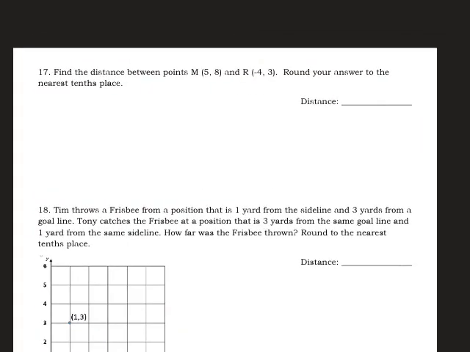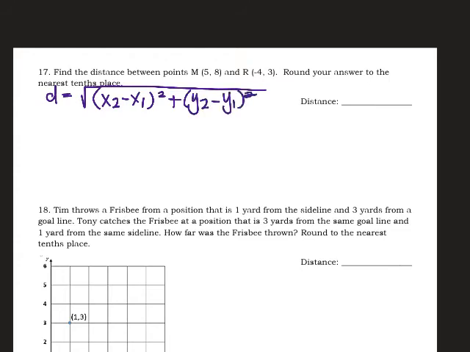All right, last one. Find the distance between points M and R. Round your answer to the nearest tenths. So because it says distance, hopefully when you look at the board, you'll use the distance formula. And that's when we take the x's and we subtract them. We also take the y's and we subtract them. And we can label them. We can also just say, we're going to go from the first x to the second x.